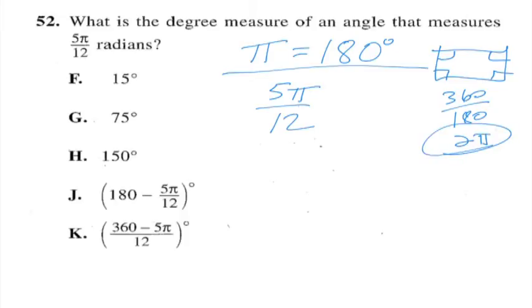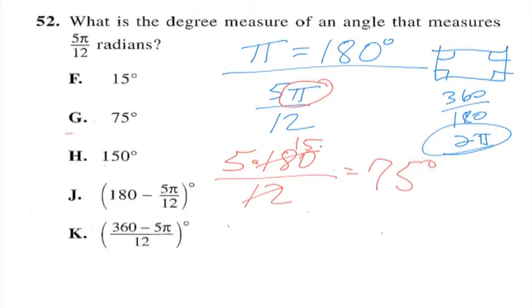So in this case, all we have to do is substitute this 180 for the pi, and I get 5 times 180 divided by 12. Well, 12 goes into 180 15 times and makes the answer 75 degrees, or G.